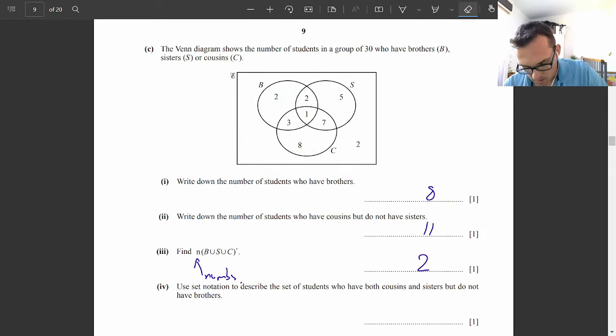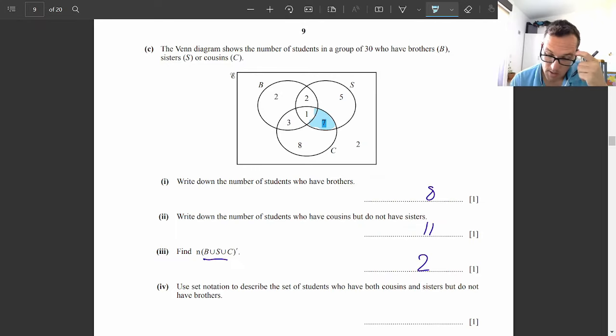Next one. Use set notation. Now set notation is what we have here, set notation without the n, to describe the set of students who have both cousins and sisters but do not have brothers. That basically refers to these 7 over here. There you go, those 7. They've got cousins, they've got sisters, they don't have brothers. But how to describe that?